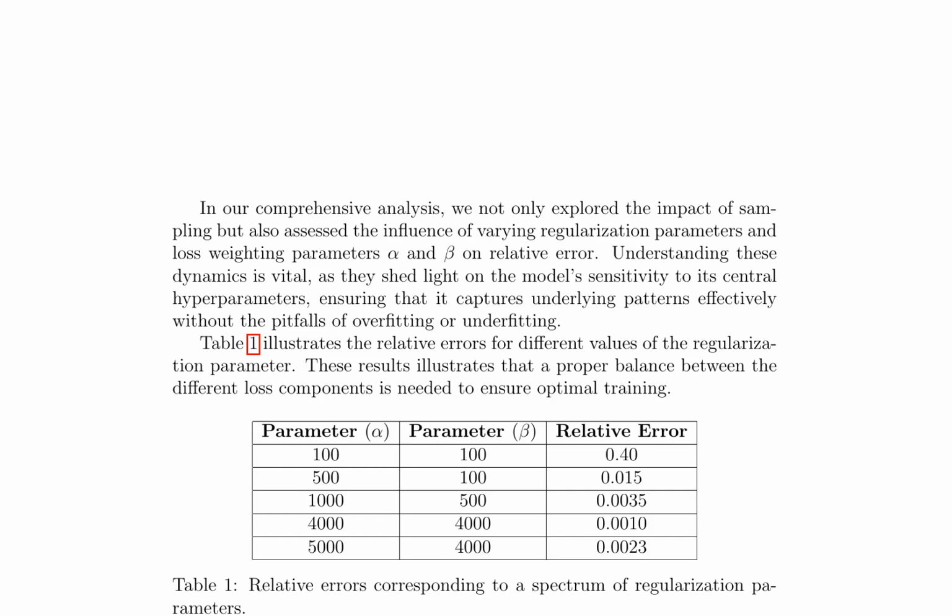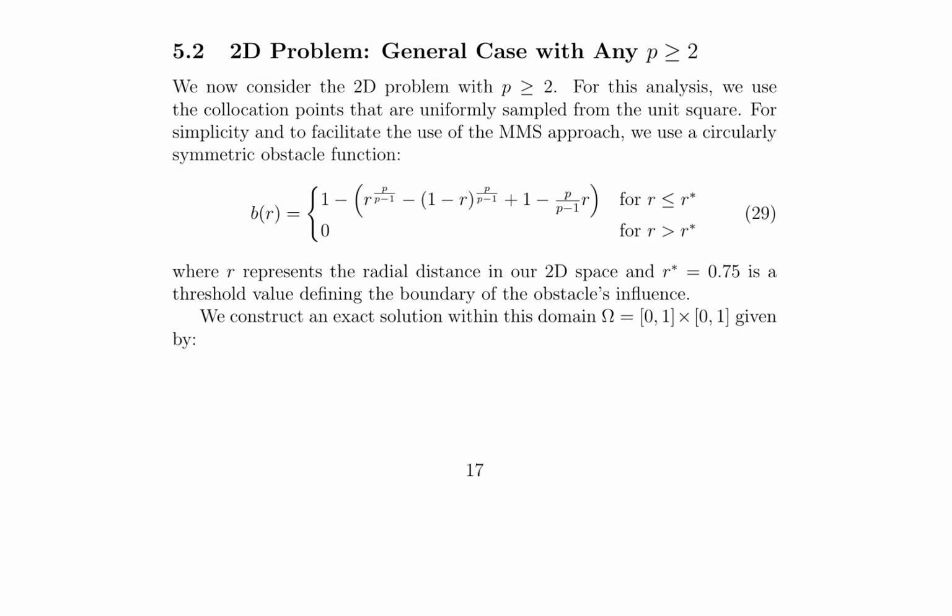In the analysis presented, the impact of sampling and the influence of varying regularization parameters and loss weighting parameters on relative error were comprehensively explored. This understanding is crucial for ensuring the model captures underlying patterns effectively without overfitting or underfitting. Table 1 illustrates the relative errors for different values of the regularization parameter, highlighting the need for a proper balance between the loss components.